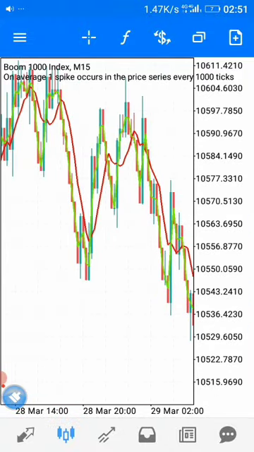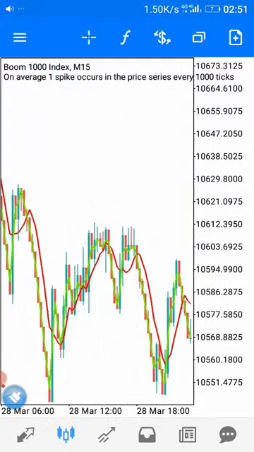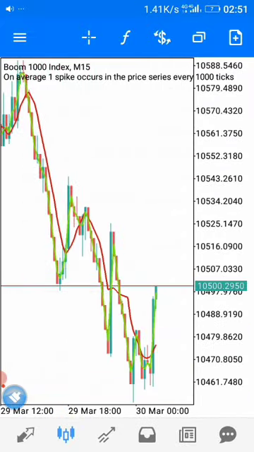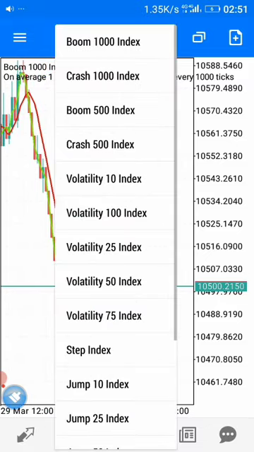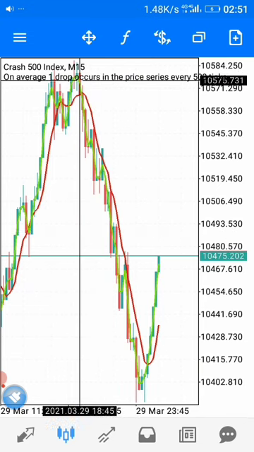This can be seen in all the time frames, be it M1, M5, M15, H1 and all that. So let's quickly check another market index before we say goodbye. This is Crash 500. Now Crash 500, the same thing, very beautiful. Look at it here. The condition was met here.